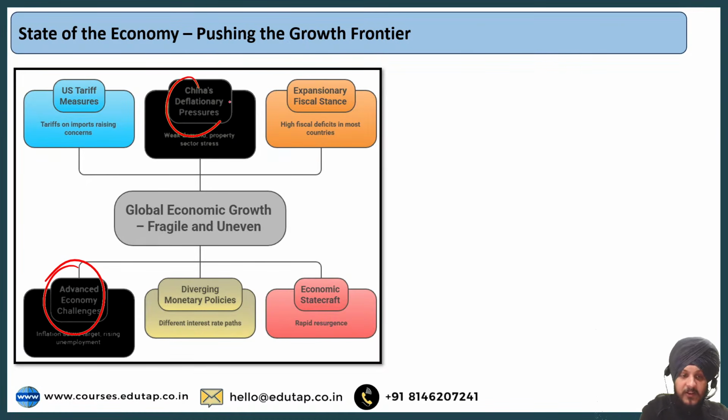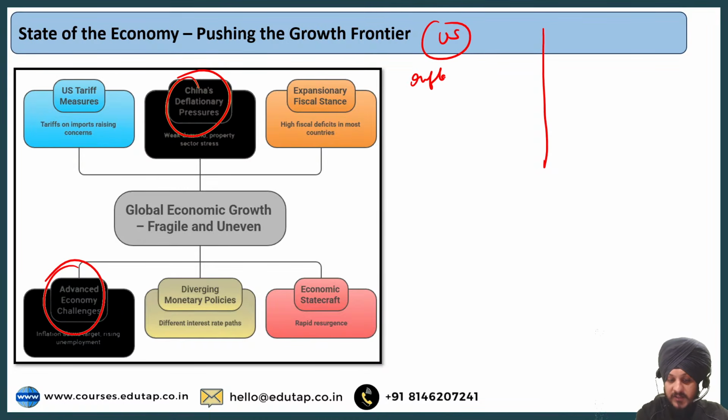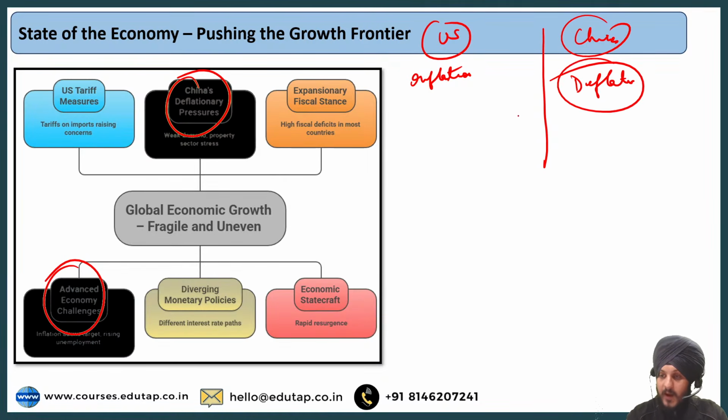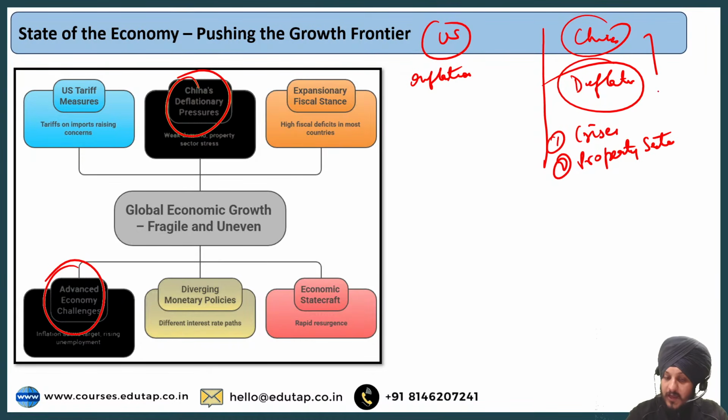The next is China's deflationary pressure. Now, if you try to draw some comparison with the US, what is the scenario? It is witnessing high inflation. But when you talk about China, it is witnessing the problem of deflation. Why is the deflationary pressure there when it comes to China? It is mainly because of, first of all, the ongoing crises in China, and also because of the tariff wars. And apart from that, the headwinds or challenges in the property sector in China. Because of this, the deflationary challenges are there in China.